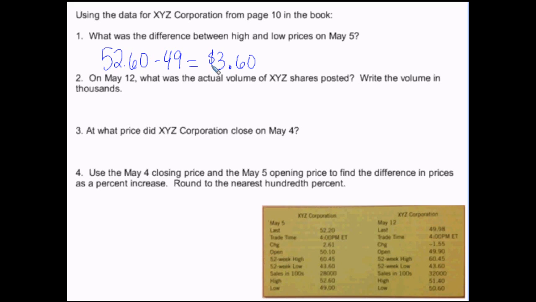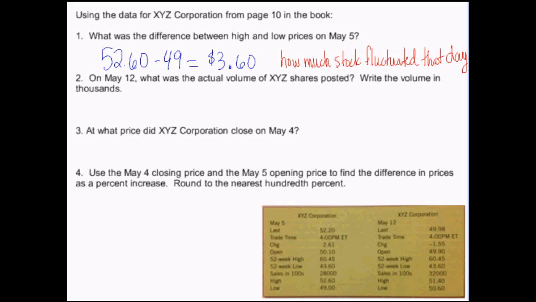And what does this tell us? Basically, this tells us how much the stock fluctuated. So that's why you'd want to look at that. The difference between the high and the low tells you there was a $3.60 fluctuation throughout the day. So it was kind of bouncing around.